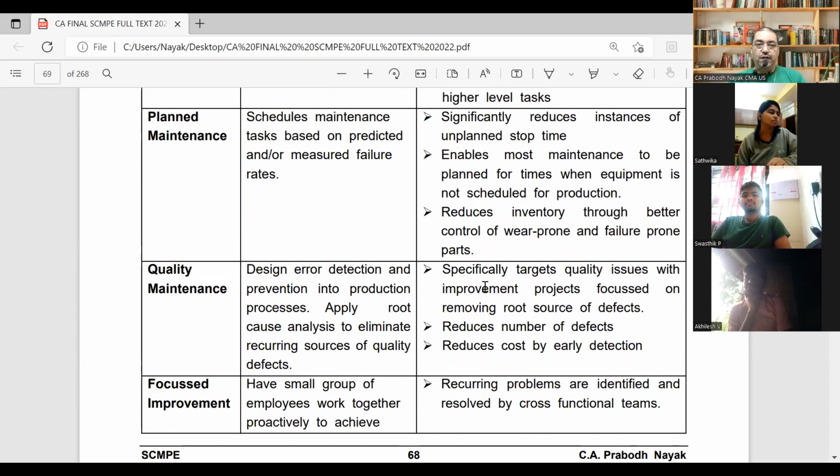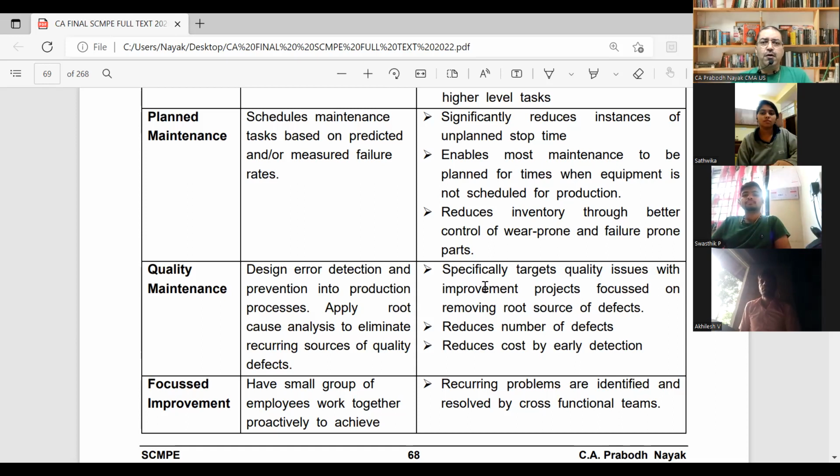Second is planned maintenance. As I said, periodic maintenance, you are scheduling the maintenance every 3 months, every 6 months, or every month, or every fortnight. So that is scheduled maintenance. Scheduled maintenance tasks are based on predicted and or measured failure rates. It significantly reduces the instances of unplanned stop time, and enables most maintenance to be planned for times when equipment is not scheduled for production. So you know that on the last Saturday of the month, or second Saturday of the month, the workers are going on leave.